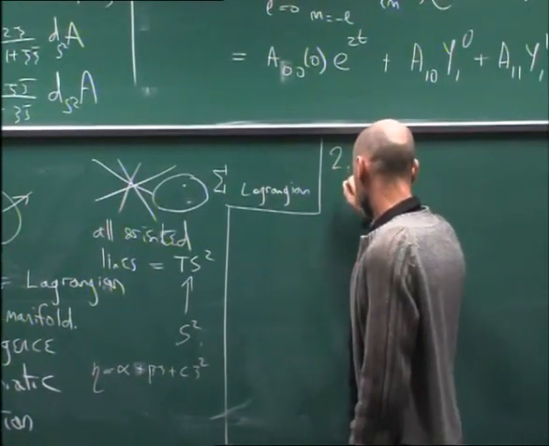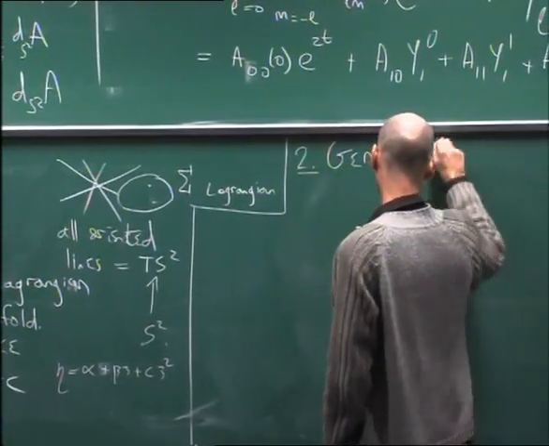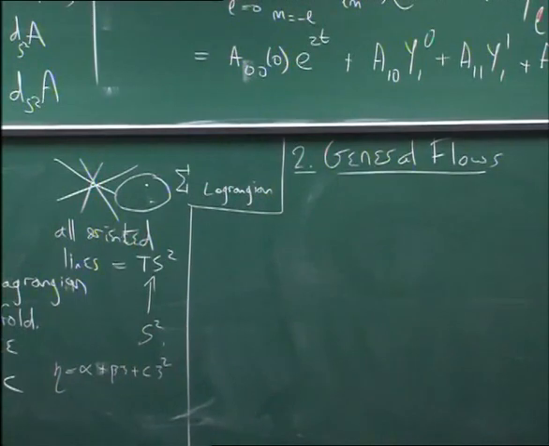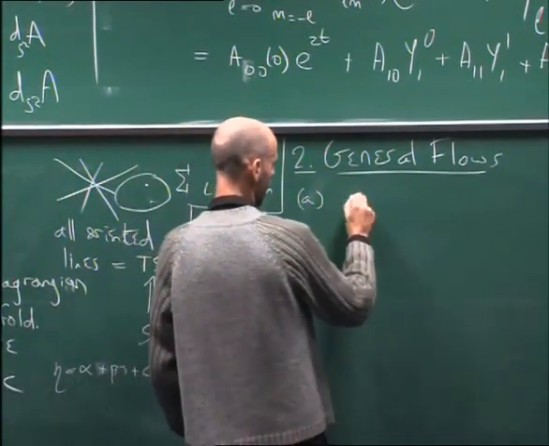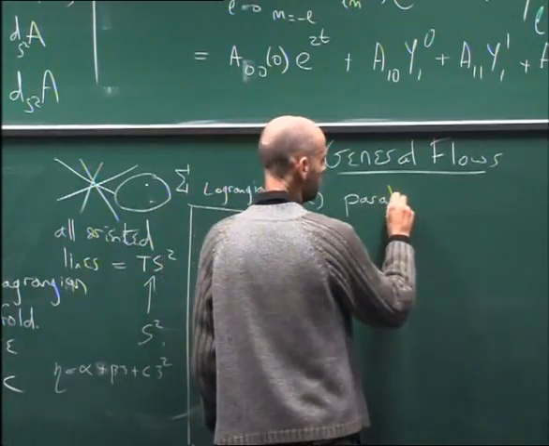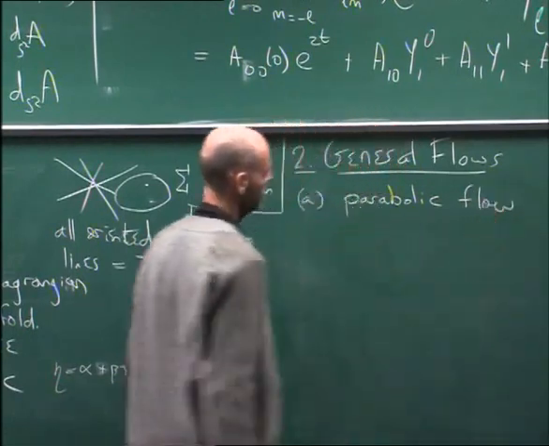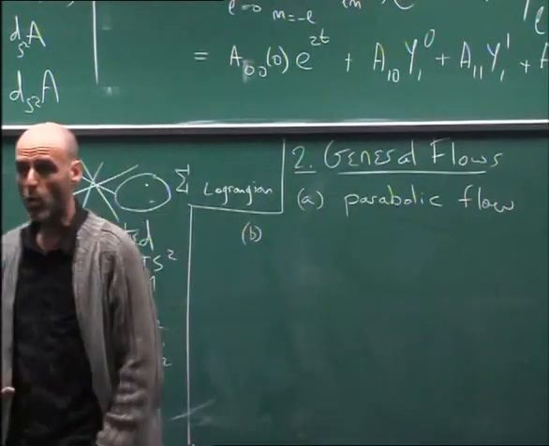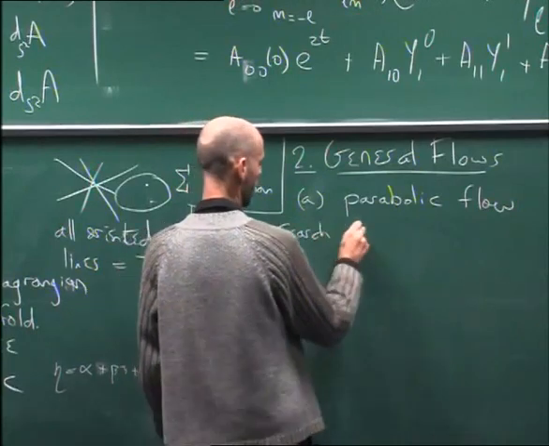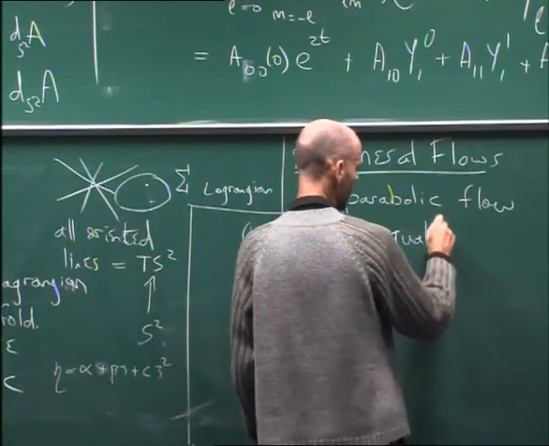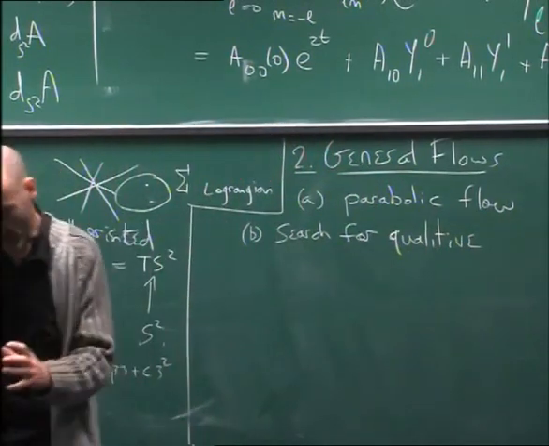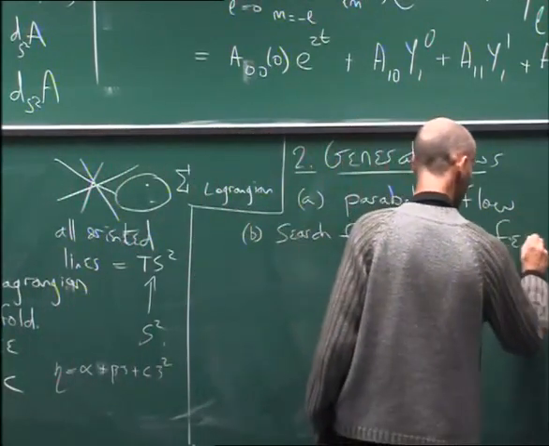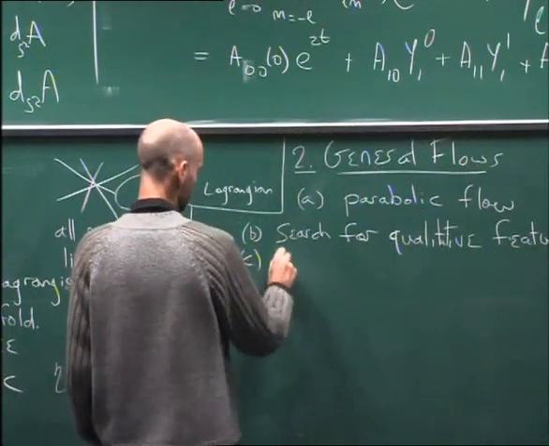Now, the second thing I want to talk about is more general flows. They're going to be more general, but they're going to be parabolic. So the first thing I'm going to assume is that they're parabolic. The second thing is that I'm going to look for more qualitative features. So can we get an idea of what this flow looks like in more general cases, either the contracting or the expanding one? We don't really mind which. Search for qualitative features.